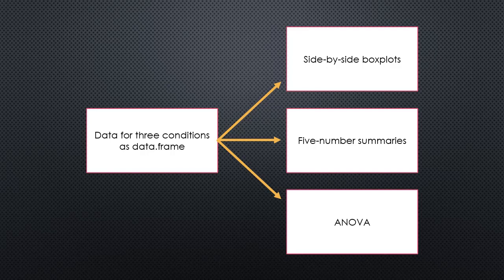I have data for 3 conditions. I already know that research data of this type are best stored as a data frame, so even though I'm at the beginning stage, I'm going to go ahead and indicate that I'm going to use a data frame object for storing the data for these 3 conditions. From these data, I'll be able to create side-by-side box plots. I'll be able to create 5-number summaries. I'll be able to create my analysis of variance.